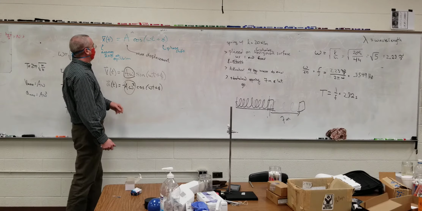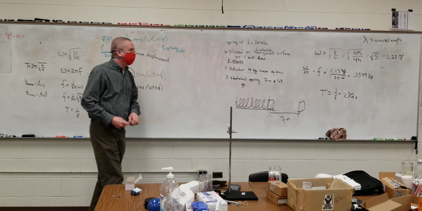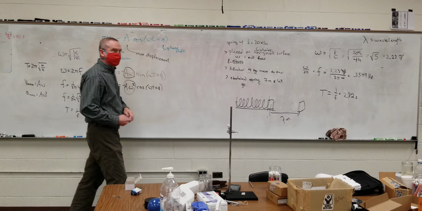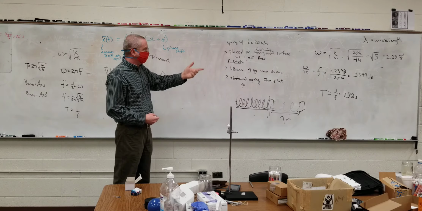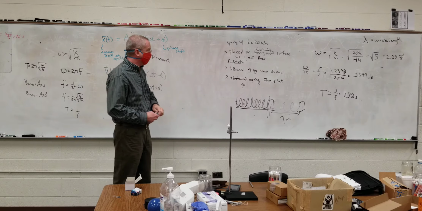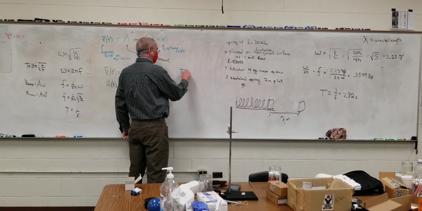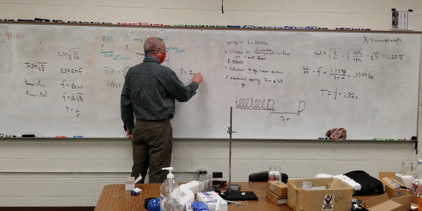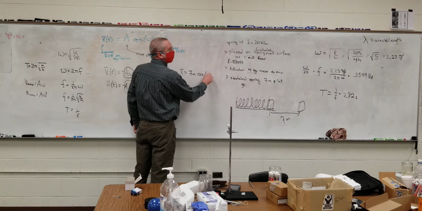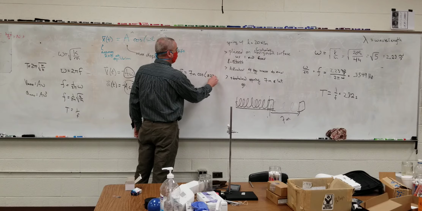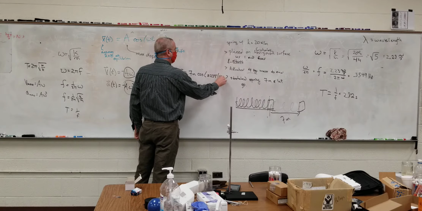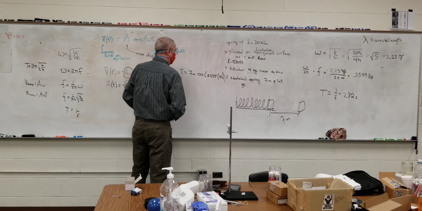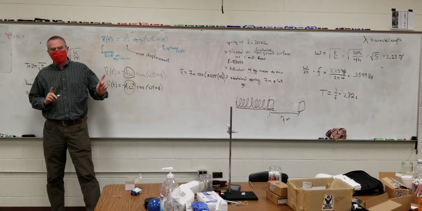No, I'm sorry. Well, let's plug and chug. You know what? We have omega, we have A. Phi is 0, because we started the time when we were at the maximum. So my position formula is 7 meters times the cosine of 2.23 radians per second times 1.41 seconds. Don't forget, we are working in radians here.